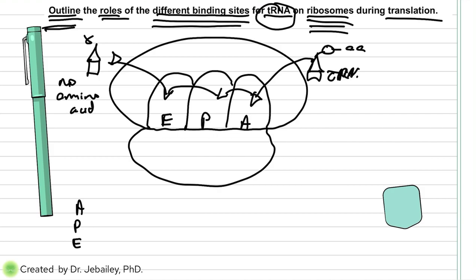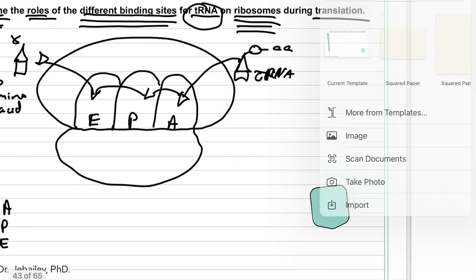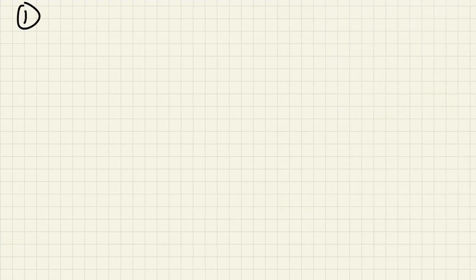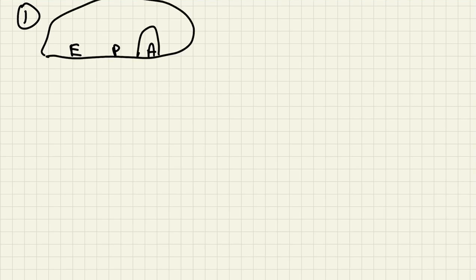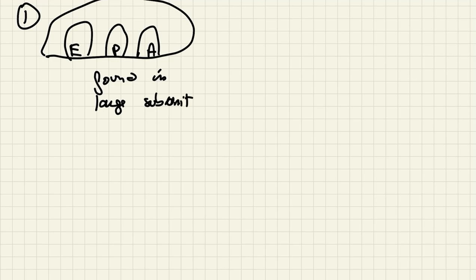The tRNA will arrive and land at the A site. The next thing I will do is show it in a drawing that you can draw and get your points. So I will say the first step here, and I would put the words E, P, and A. I would draw this just to make it clear and say these are found in the large subunit of the ribosome. You need to mention that.